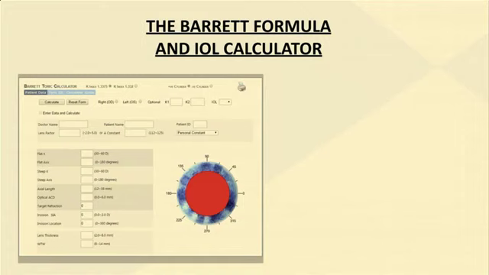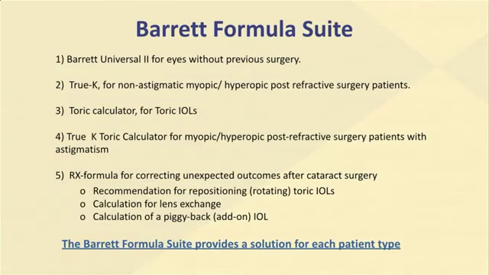So for me, the Barrett still is the king of formulas. To get good Barrett results, though, we need to get good AC depth measurements and lens thickness measurements and white to white, and that's where it's important. Now, the Barrett formula is more than just the Barrett Universal 2. The True K for refractive surgery is quite good.